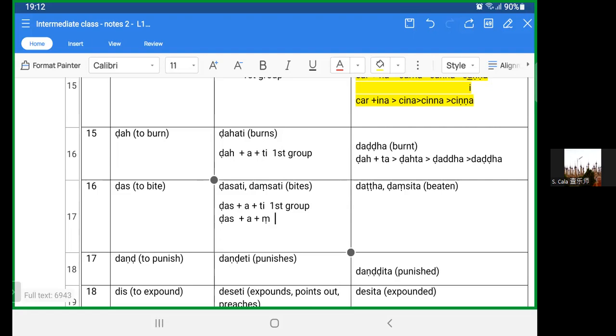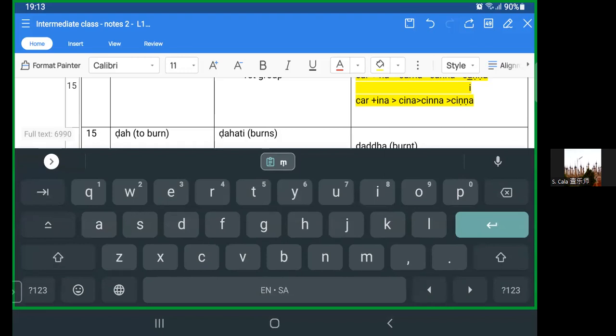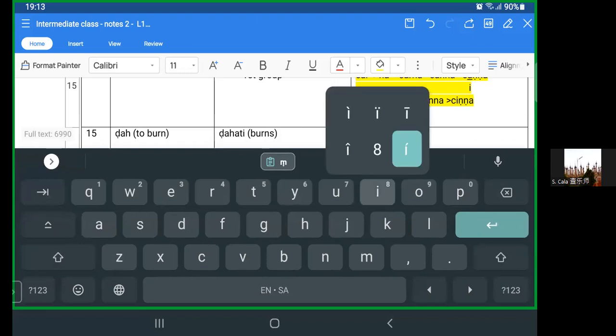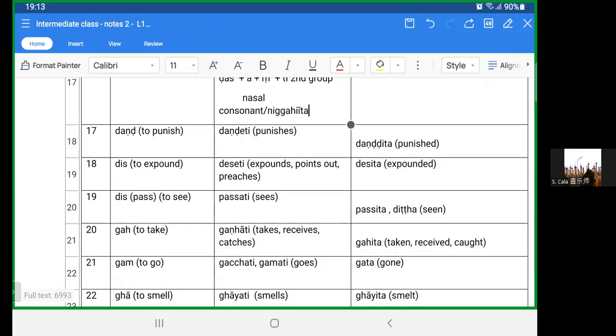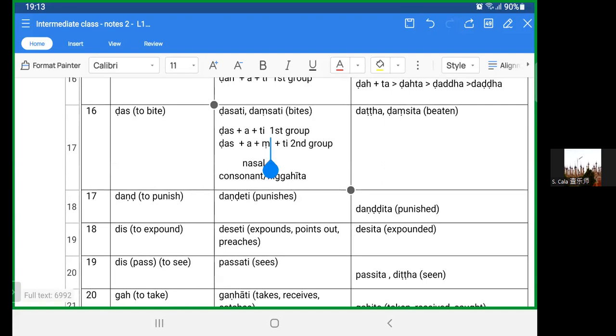So how many groups is this? Second group, yes. Okay, plus T. So in Pali you call this a nasal consonant, or the Pali called it Nikahita, I think with a long A here, long I. Let me try. Today I managed to find this Gboard keyboard that allows me to type Pali, because last time it was very difficult for me to type Nikahita. All right, so this is M dot.